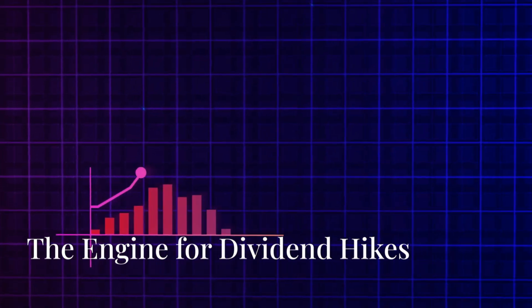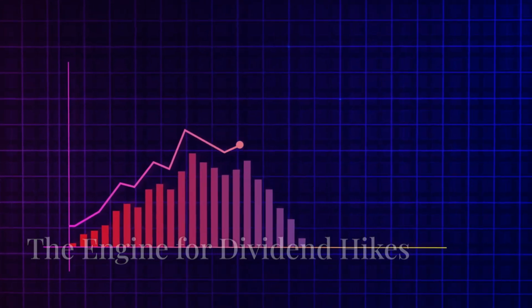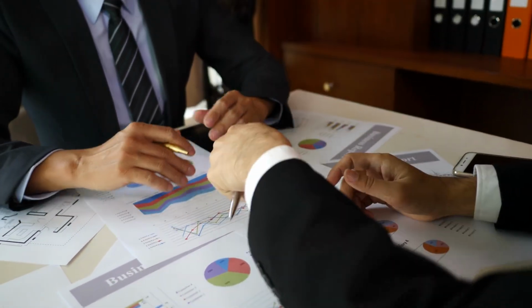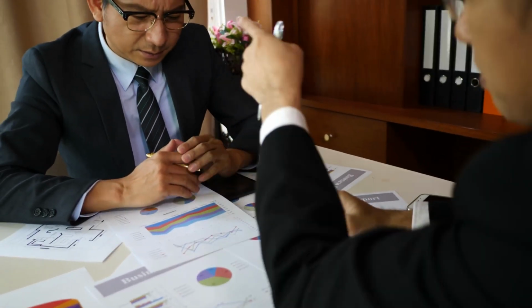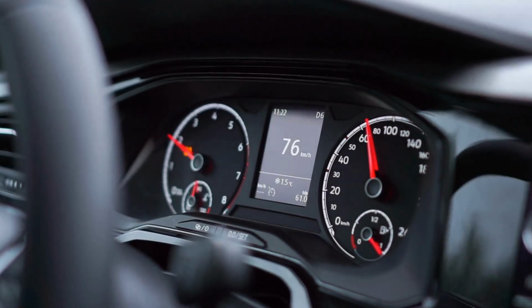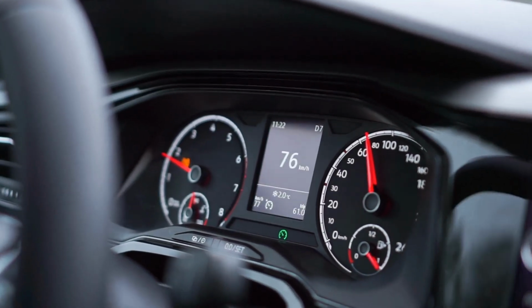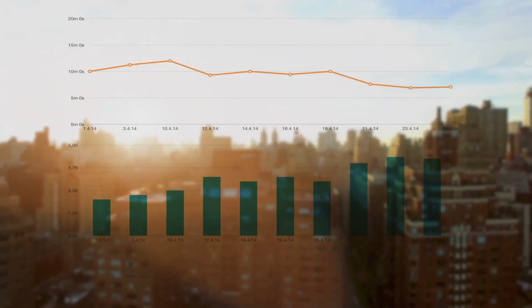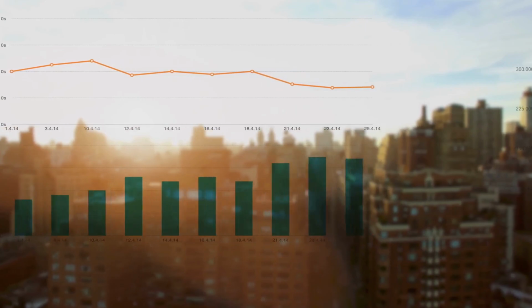Earnings growth, the engine for dividend hikes. Now let's talk about earnings growth, because at the end of the day, dividends need to come from somewhere, and that somewhere is earnings. Think of earnings growth as the engine of a car. The faster the engine, the faster the car can go. Similarly, strong earnings growth often translates to bigger and better dividends down the road.